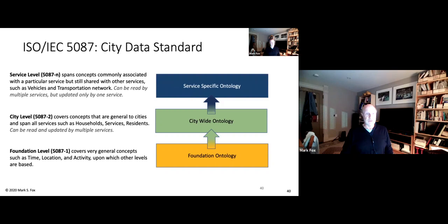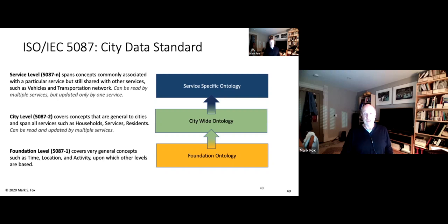The third level focuses specifically on service level ontologies. These span concepts commonly associated with a particular service, but still shared with other services, such as vehicles and transportation network. The key thing is the data can be read by multiple services, but it can be updated only by the home service.